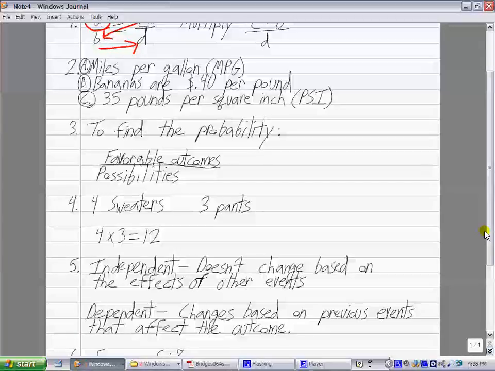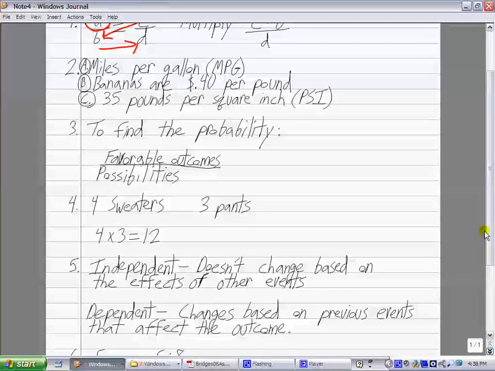A dependent event would be if I had drawn the marble out and not replaced it, and then on the second draw I wanted to calculate the probability of drawing a green marble. So on a dependent event, the probability will change based on previous events that will affect the outcome.